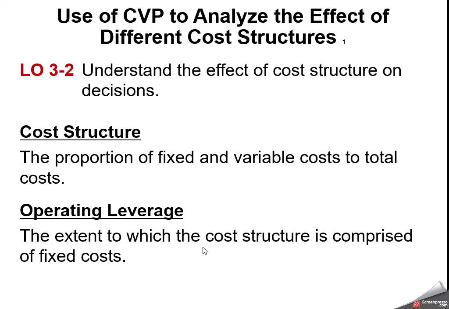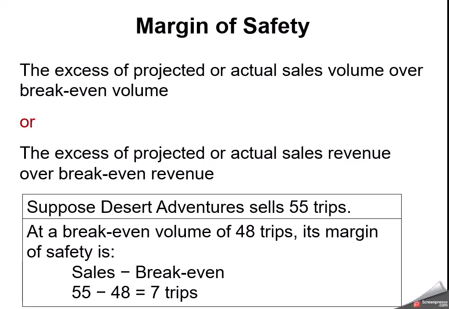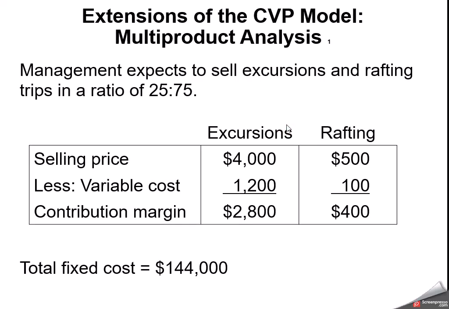And then your operating leverage is the extent to which those cost structures are comprised of the fixed costs, again, because those are the ones that are a little bit harder to change. So our operating leverage formula is our contribution margin divided by our operating profit. And then our margin of safety is how much our current sales volume is over our break-even point. So if our current sales is 55 trips, our break-even point was 48 trips. The difference between those is what they call the margin of safety.